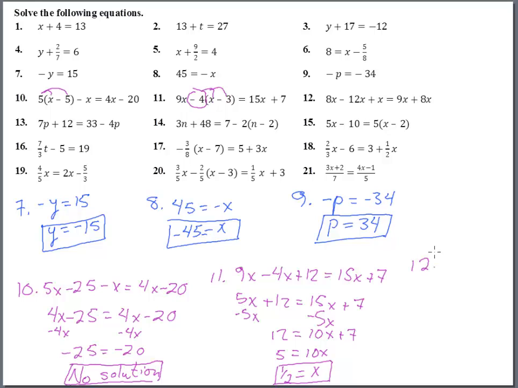And number 12. If we combine all of these x's together, we have 8x minus 12x is negative 4x, plus x is negative 3x, and that equals 9x plus 8x is 17x. Add 3x to both sides, and we get 0 equals 20x. Divide both sides by 20, and we get 0 divided by 20. Punch that in your calculator to make sure you get that. That's 0. It just turns out to be 0. So x equals 0.